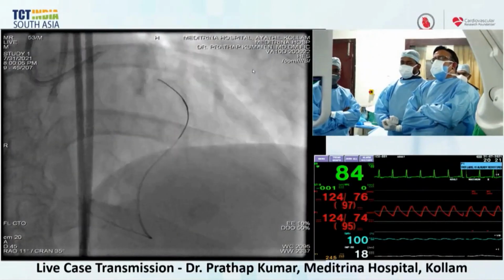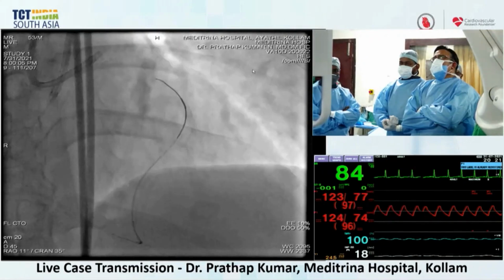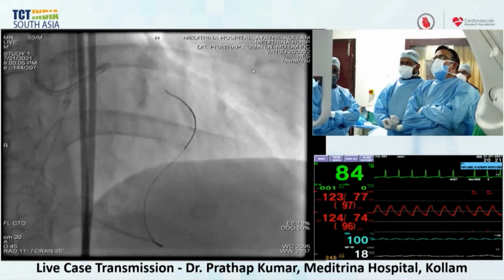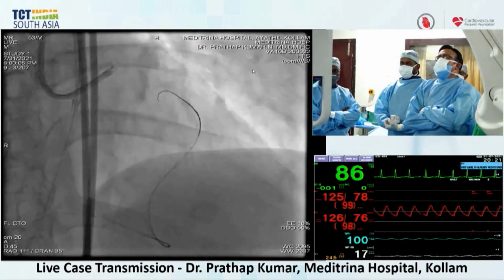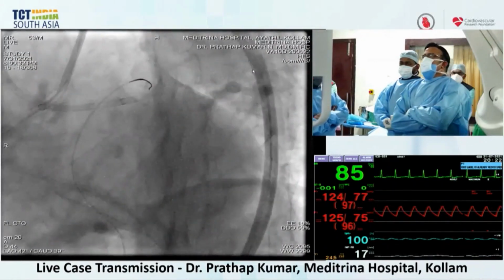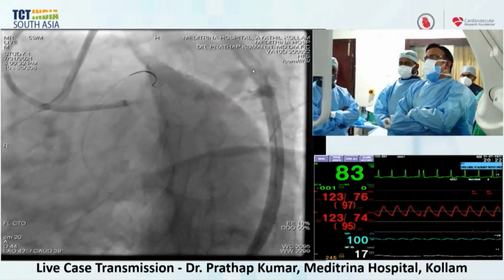I made a different deflection of the wire, because I know that the wire should bend, and now the wire went in. Next, so I just checked whether I am in the right place or not. Yes. Now I came back. Next.